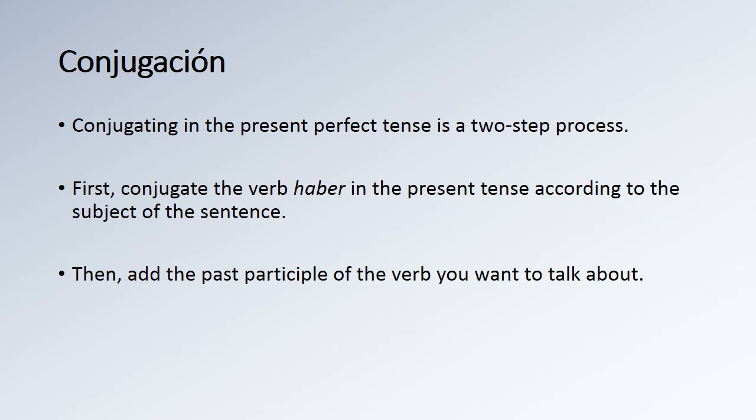Forming the present perfect tense takes two steps. The first is to conjugate the verb haber in the present tense according to the subject of the sentence. Yo, tú, él, ella, usted. You know the drill. Then you add the past participle of the verb that you want to talk about.